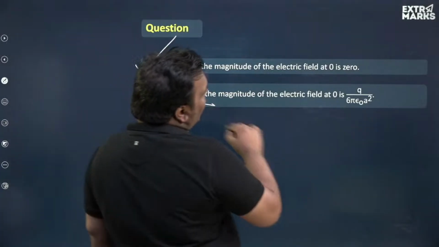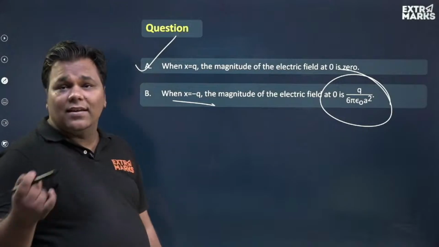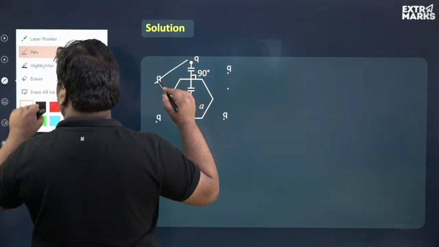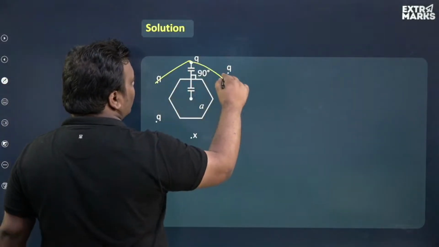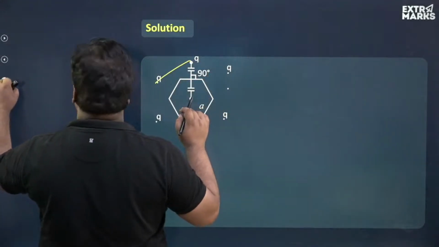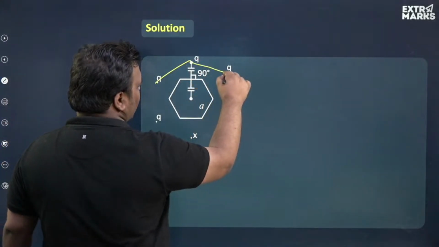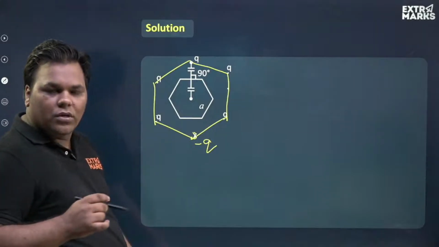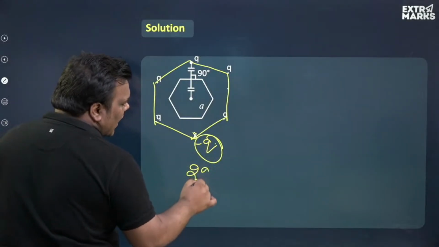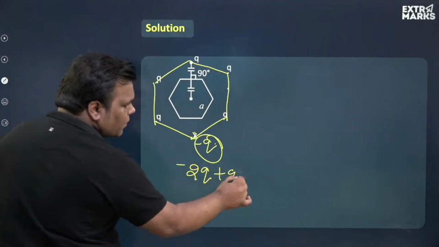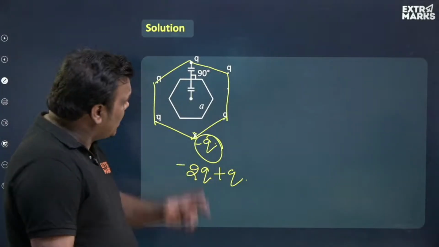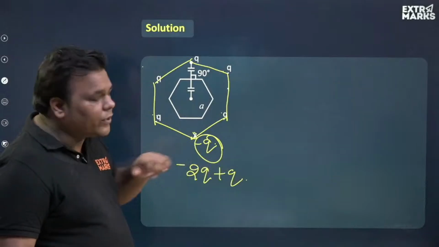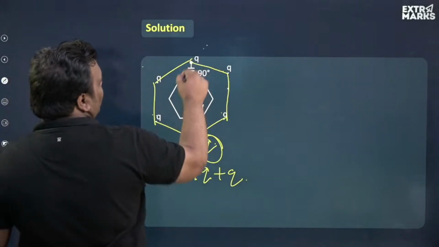When X is equal to minus Q, magnitude of electric field at origin. Let me just calculate. When X is equal to minus Q, what is the magnitude of electric field at the origin? How can we calculate it? See, this is minus Q. So instead of minus Q, I will write it like 2Q minus 2Q plus Q. Right? We can easily write it down. Now, electric field because of this Q, this Q is also included, must be 0.